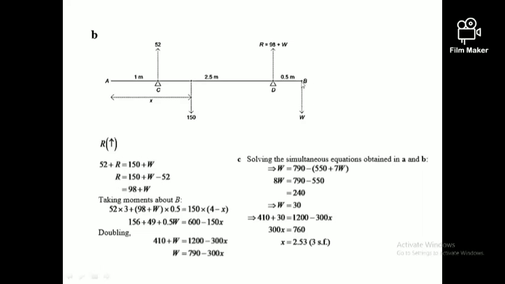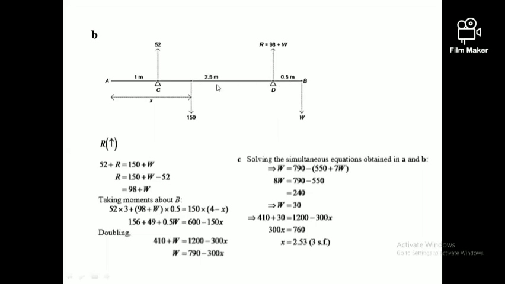Then I'll consider the moments about B. If you consider the moments about B, clockwise moments equals anti-clockwise moments. If you consider the clockwise moments, we know that from here to here the length is 3, because we know the total length is 4 and here the length is 1. Therefore, here the length is 3. 3 into 52 plus the other clockwise moment is this bit, 98 plus W, I already got it from here. 98 plus W into 0.5 equals anti-clockwise moments.